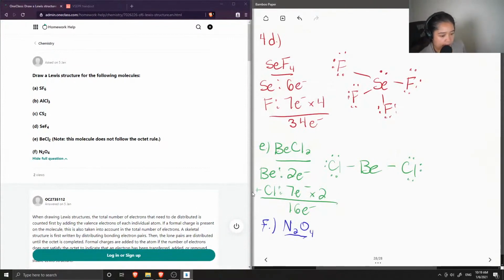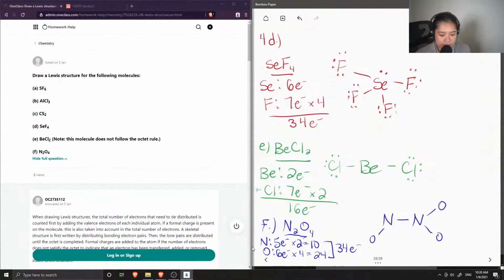So dinitrogen tetroxide. So nitrogen has 5 valence electrons times 2, 10. Oxygen has 6 times 4 is 24. So in total, we have 34 valence electrons in this molecule. So now let's draw the 2 nitrogens together. And then we'll symmetrically try to draw all the oxygens, single bonded.